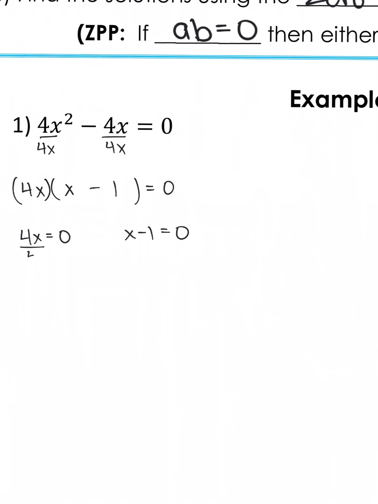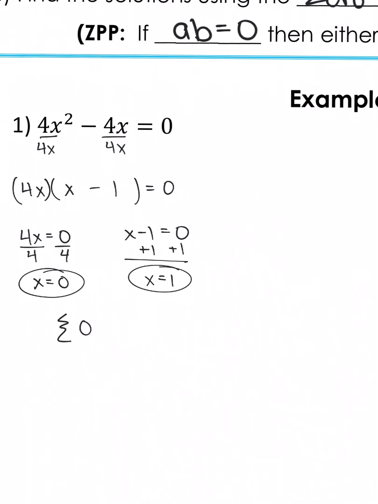On this left equation, to get x by itself, I have to divide both sides by 4, and I get x equals 0. On my right equation, I have to add 1 to both sides, and I get x equals 1. That means my two solutions to this equation, or the two places where my quadratic function crosses the x-axis, are at 0 and 1. And we can just write our answers like this, as x equals 0 and x equals 1. But you'll also see these written in squiggly brackets to say that my two answers are 0 and 1.